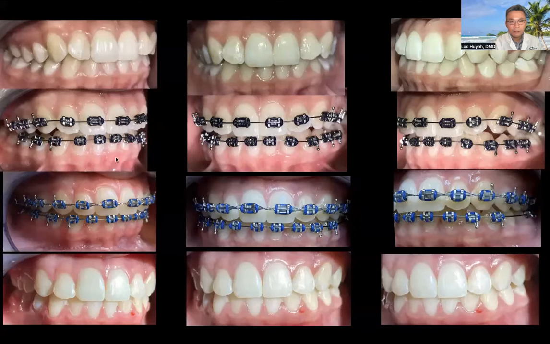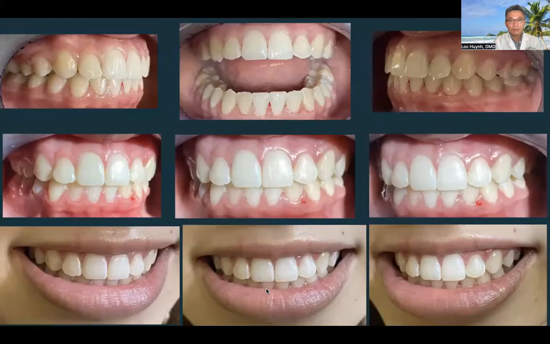You put vertical elastics to improve the maximum intercuspation of the teeth. So overall, I don't want to spend too much time boring you, but I want you to see the difference between before and after. Look at how much the teeth have improved now. You can see how the root torque is completely expressed. Everything looks straight, and the patient smiles with a lot more confidence.